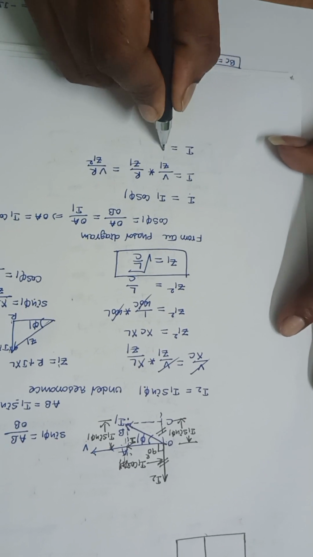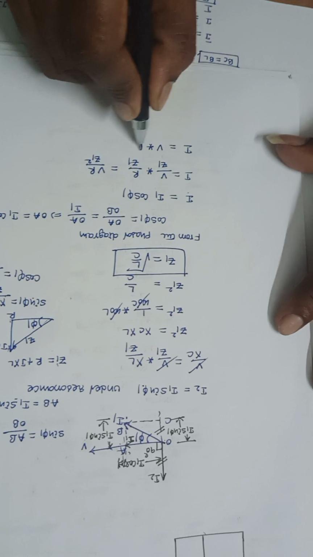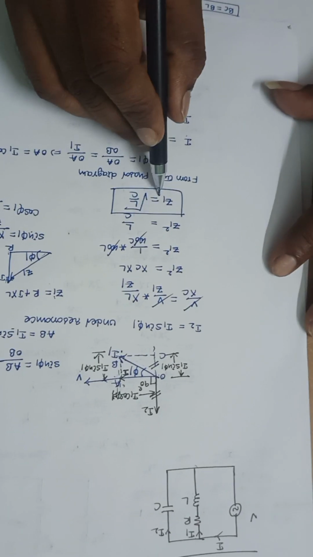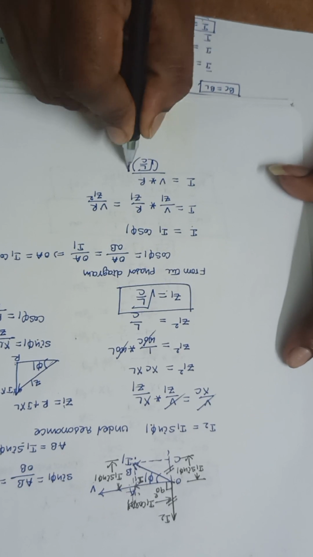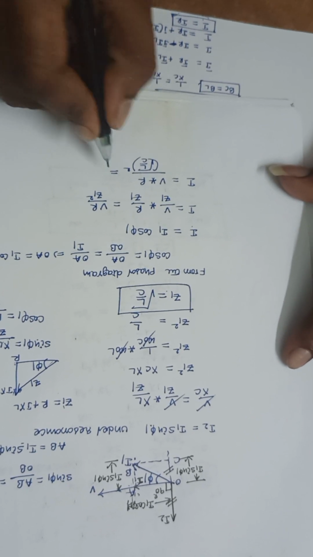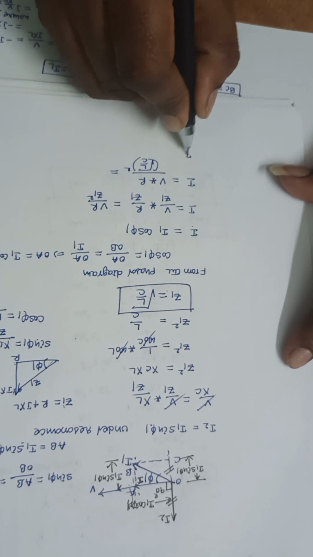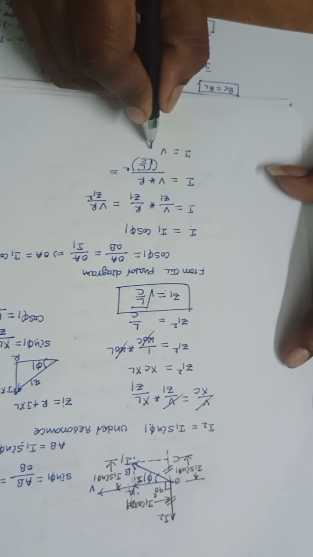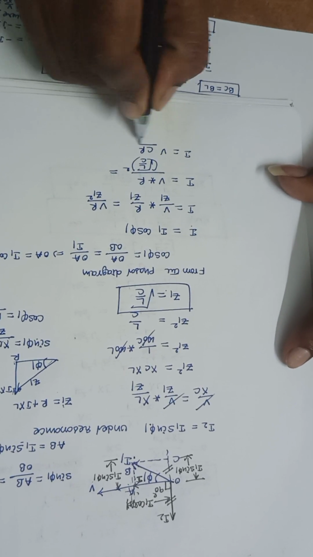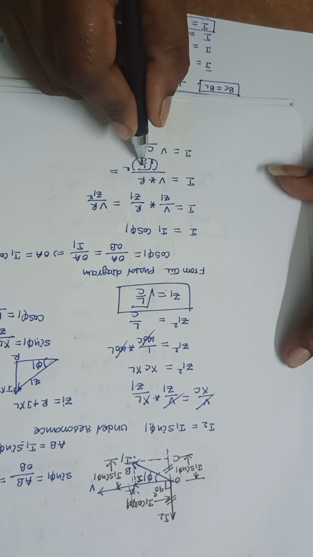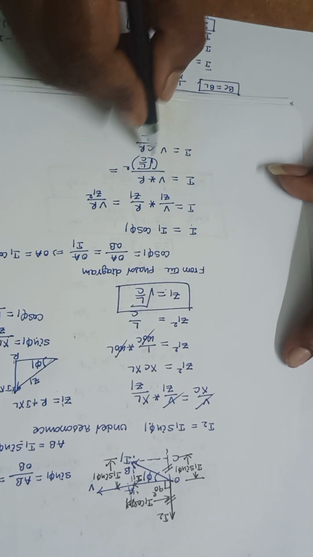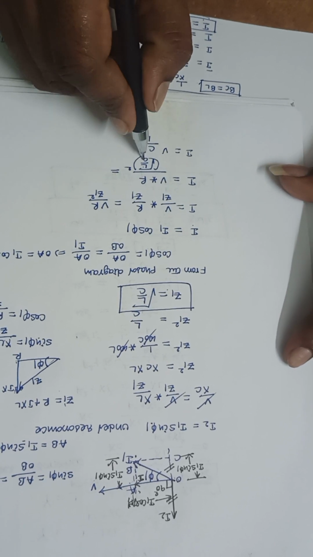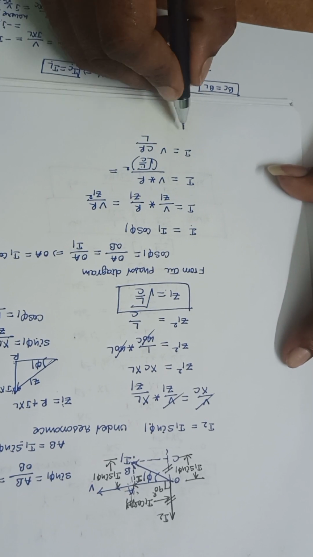So I is equal to V into R divided by Z1 square. What is Z1 square here? Z1 is equal to square root of L by C. If I substitute, it is L by C whole square. Now I is equal to V into CR divided by L. If I square it and bring this term to the numerator, it will be like this.